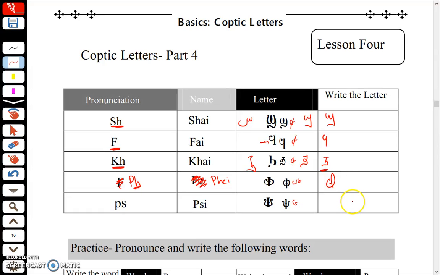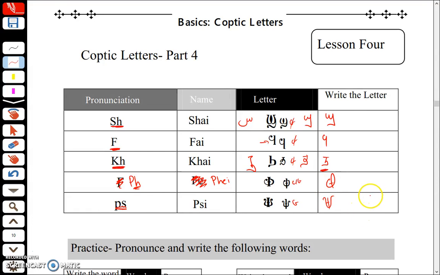Because I just speak English, we're just going to stick to pronouncing it as an F, but if you can pronounce it as a PH, if you know linguistics, good for you, you're actually saying it like how the Copts used to say it. Then the last one we have here is a combination of two letters. You remember how the X was a K and S? The last one we have here is Psi. So it's a PS. You just pronounce it as a PS and write it like this one.